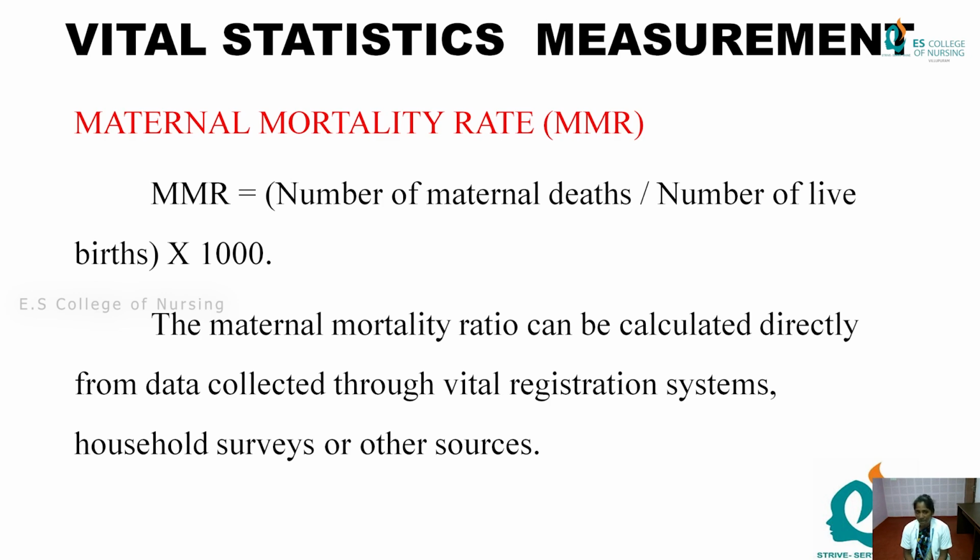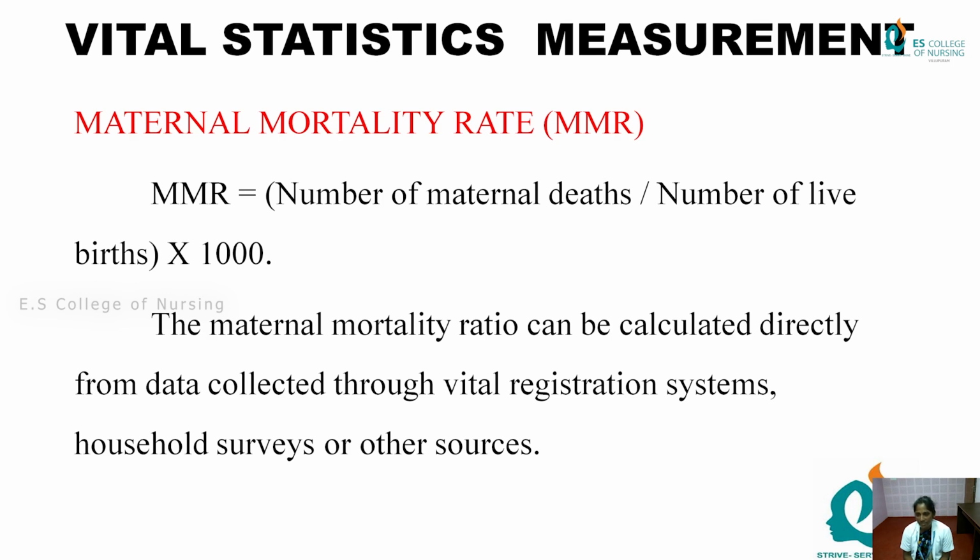Now we are moving on to the maternal mortality rate. This is MMR. It is measured by the number of maternal deaths divided by the number of live births, multiplied by 1,000. The maternal period starts from conception to after the delivery, until 42 days. So if anything happens in between that period, it is called a maternal death.